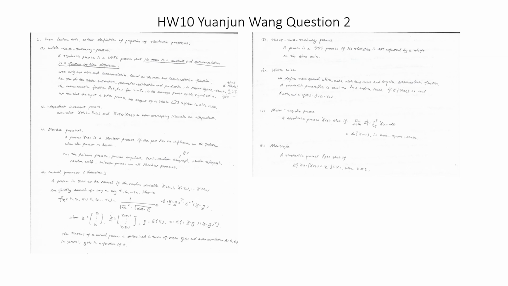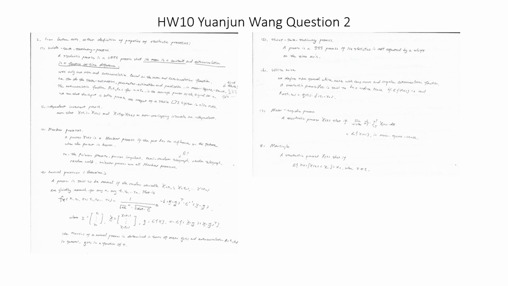Number 4, the normal processes. We say a stochastic process is a normal process if the random variables x(t1), x(t2), all the way to x(tn) are jointly normal for any choice of times. So as you can see, the representation as below.